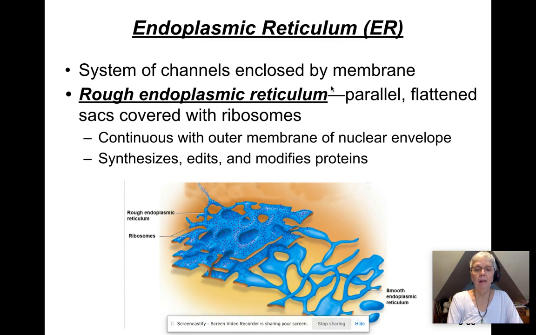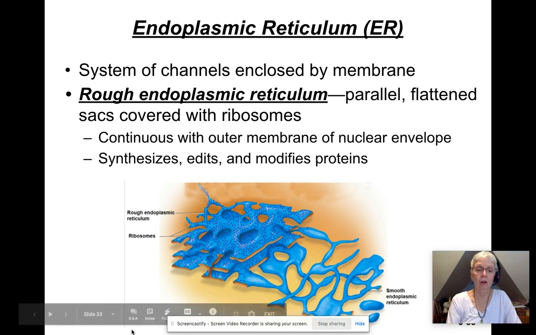Then we have the endoplasmic reticulum. Now, the thing about the endoplasmic reticulum is it's continuous with the nuclear envelope. So it is surrounding the nuclear envelope. And it synthesizes, edits, and modifies proteins. So one of the things it does is synthesize. So it's going to make proteins first. Then once it makes them, it's going to help edit them. Is this the protein we wanted, or do we need a different protein? And it can also modify a protein that's already been made.